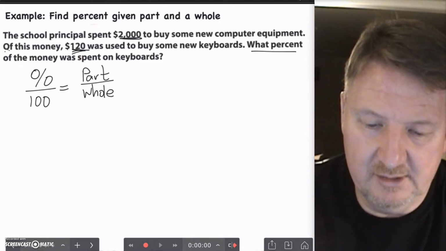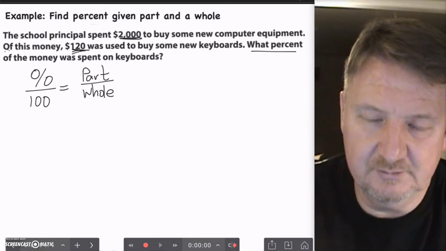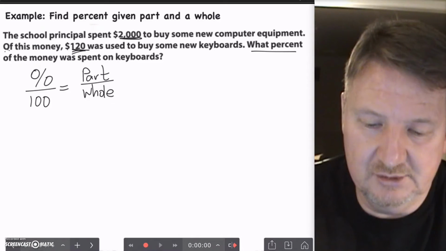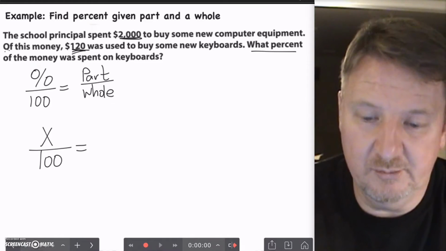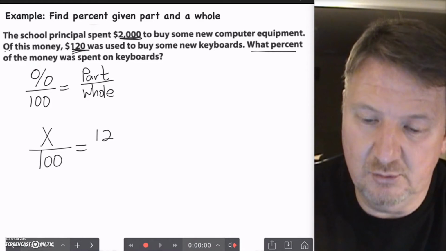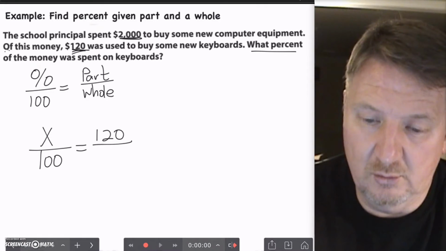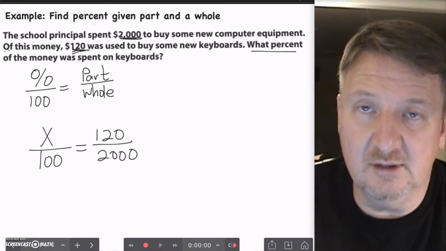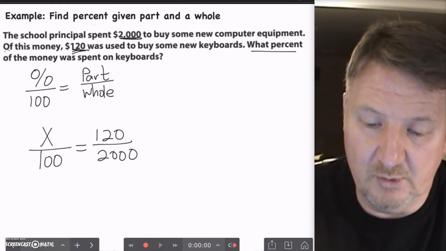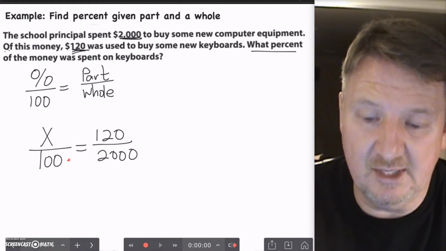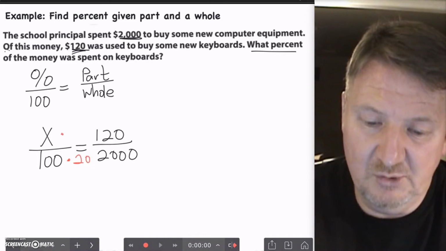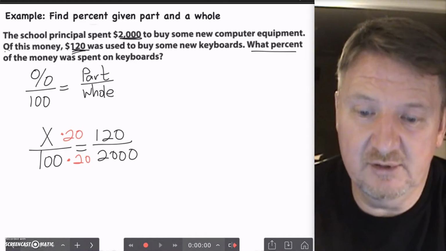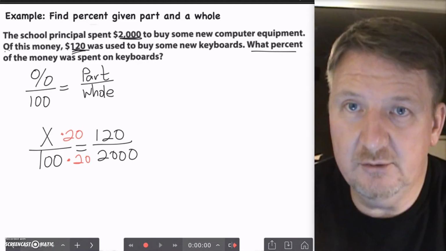So we rewrite this. Let's just use X for the percent. I don't know what the percent is. I know the part is 120, and I know the whole is 2,000. So let's go back to what we did in the first example. I multiply 100 times something to get 2,000. Well, guess what? I multiply it times 20. So that means if I multiply this X, whatever it is, by 20, I'll get 120.